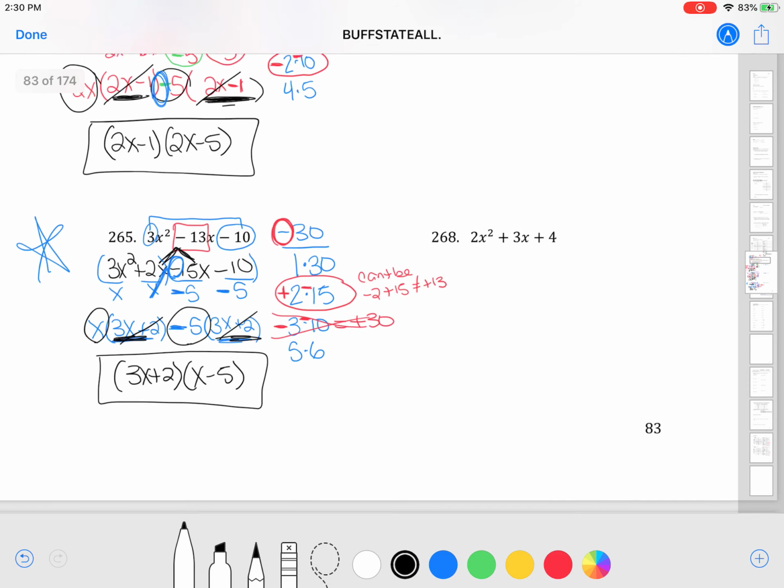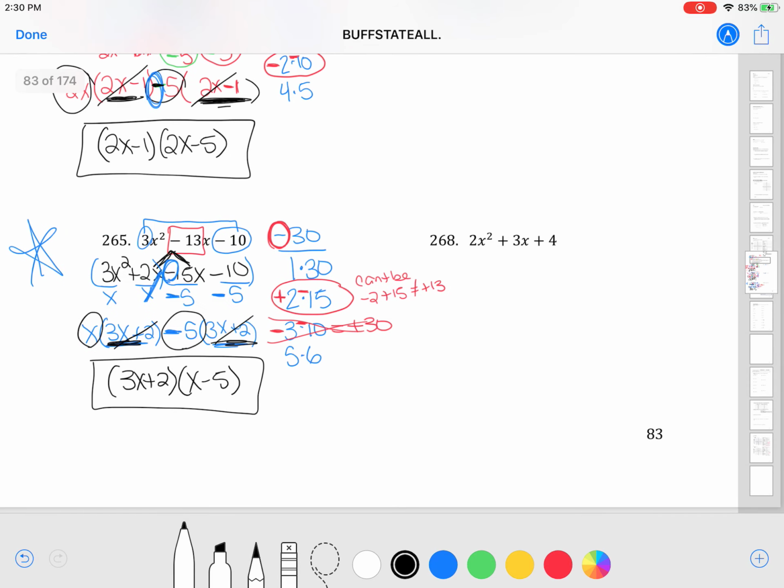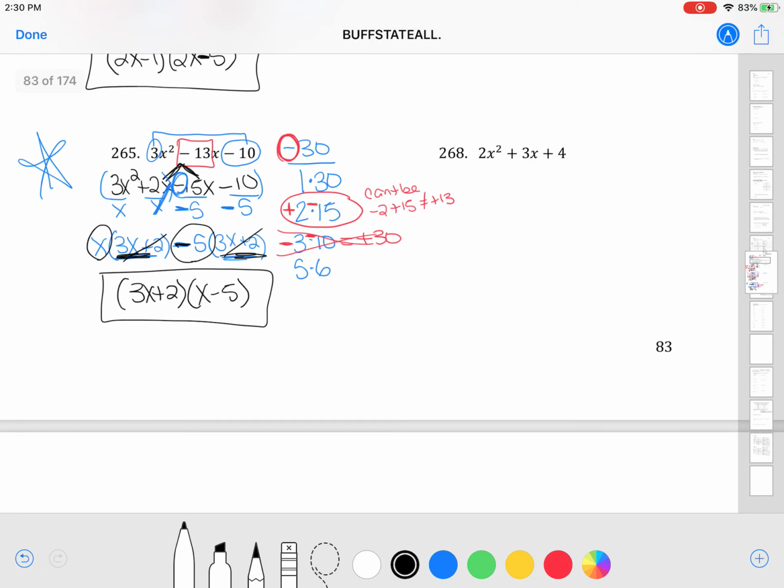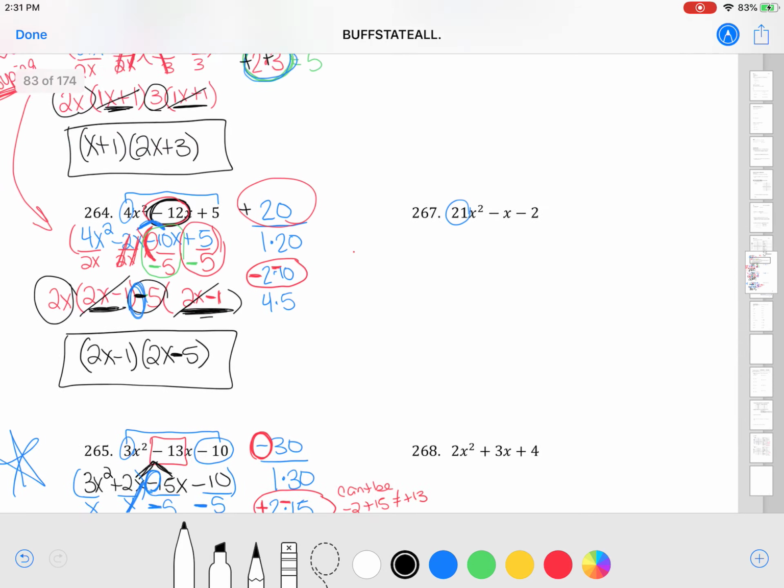Now, I didn't really mention it in the last one. Super important. If this is a negative 5, you bring it down as a negative 5 and it serves as a minus. Same thing here. Because this GCF was a negative 5, it comes down as a minus 5 in your answer. And a reminder, all of these can be checked by distributing.